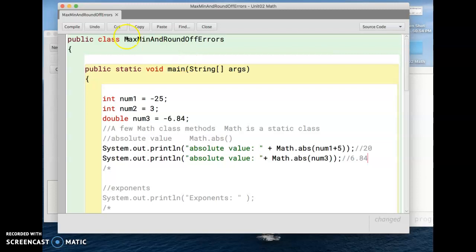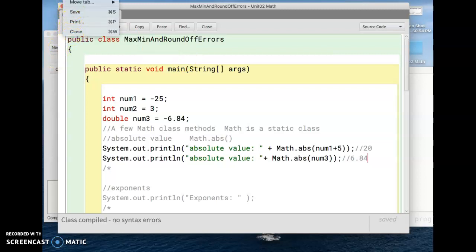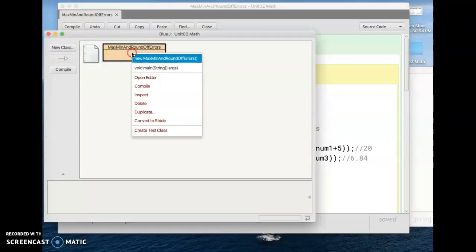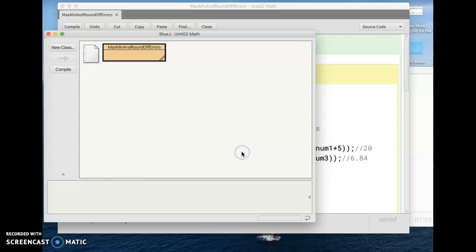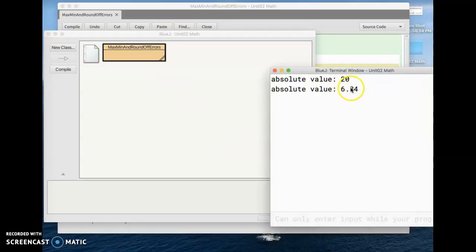Just as a reminder, I'll hopefully PDF these and give these to you. I don't need to do that, go away. There we go. Okay, there we go.